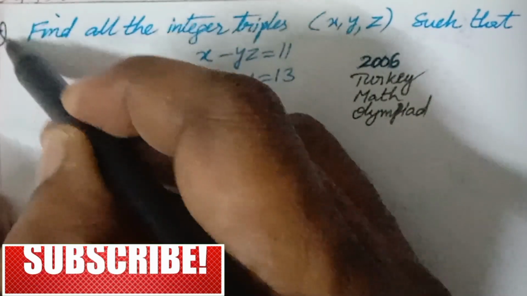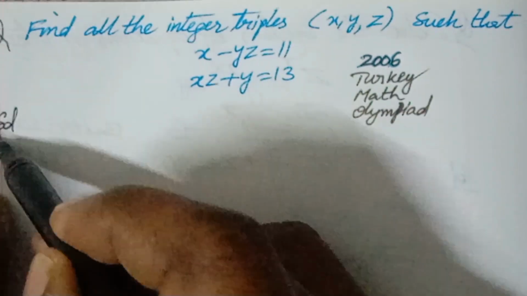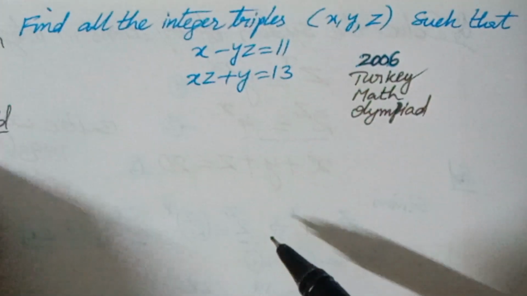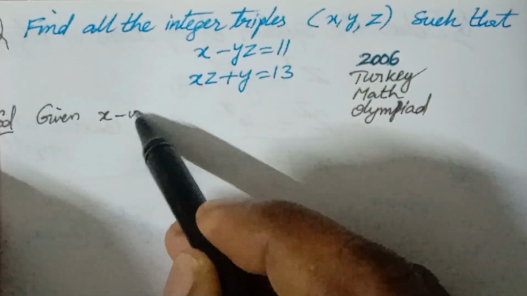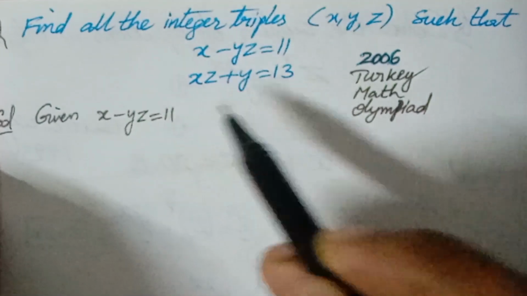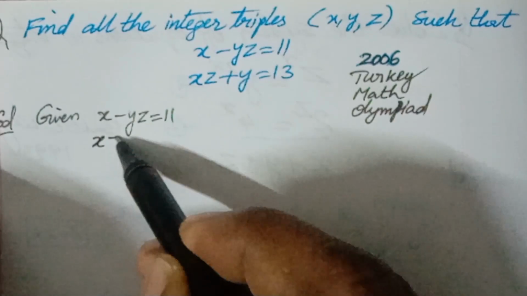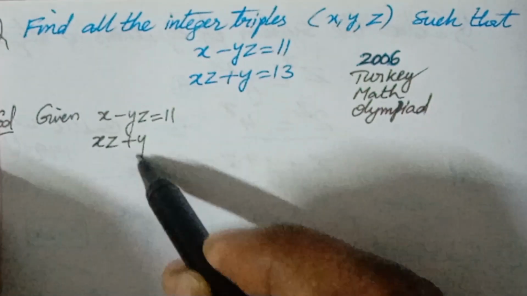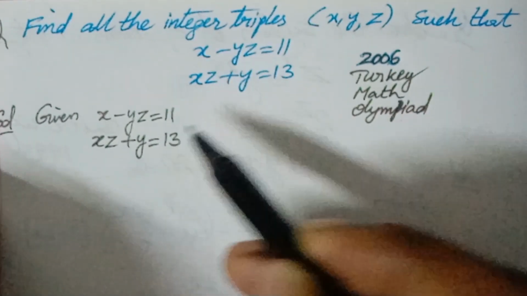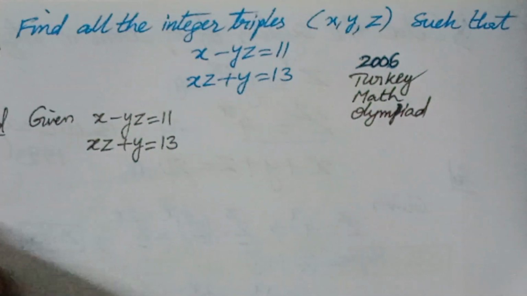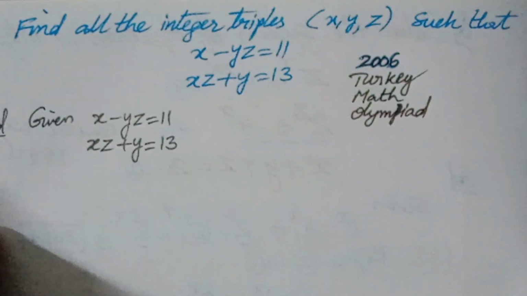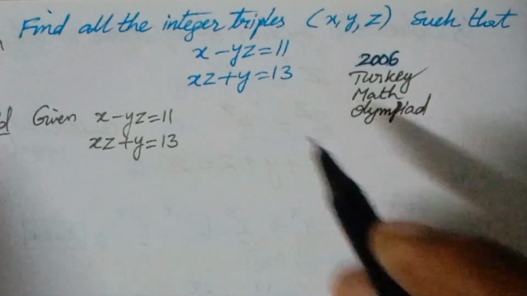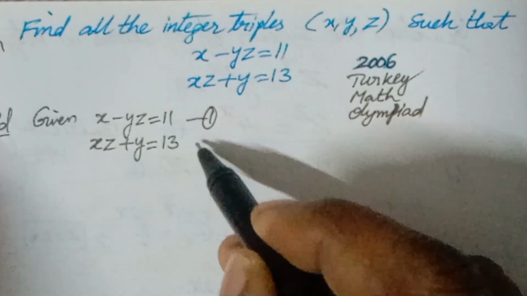So here, only two equations are given. x minus yz is equal to 11, and xz plus y is equal to 13. How to solve this? If you add, multiply or divide, it is not possible to get the solution here. So the logic is there: first of all, you will square and you will add.